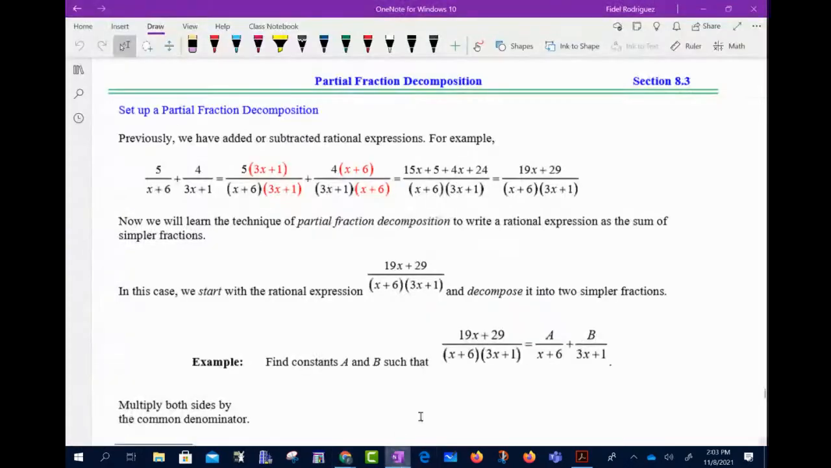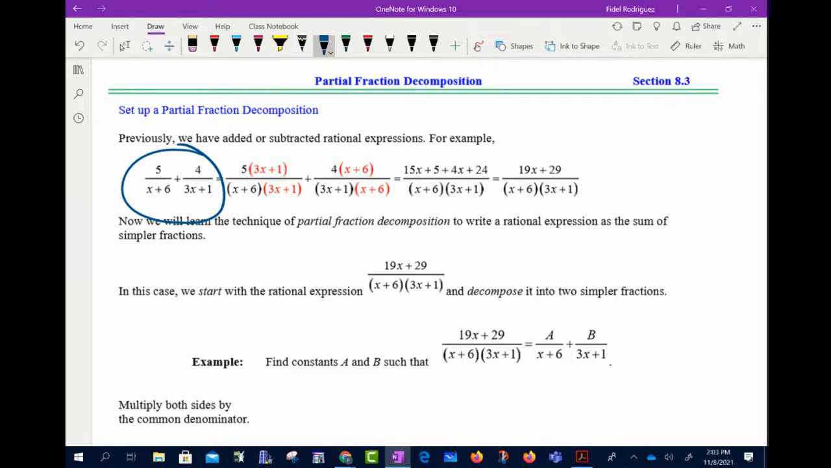Okay, so let's go ahead and go over 8.3, which is partial fraction decomposition. Okay, so previously we haven't, but in college algebra at some point, or at some point in our lives, we figured out how to add and subtract fractions, okay? And I'll tell you what, we'll actually do this problem here just so you can kind of see how we work it out. And we'll figure out what we're going to get.